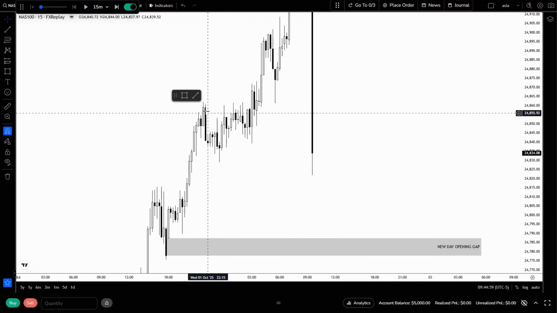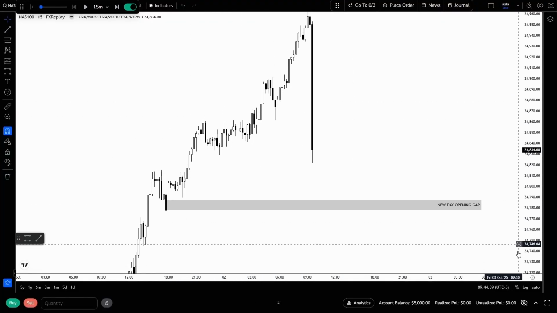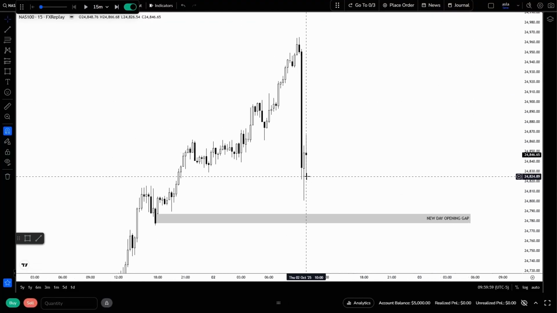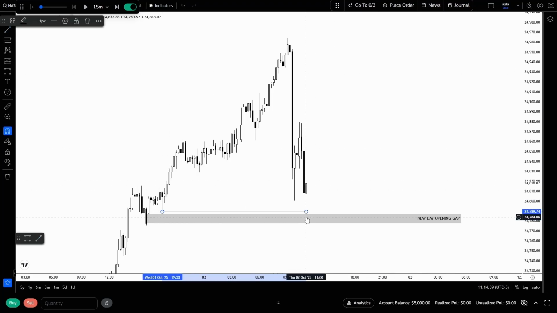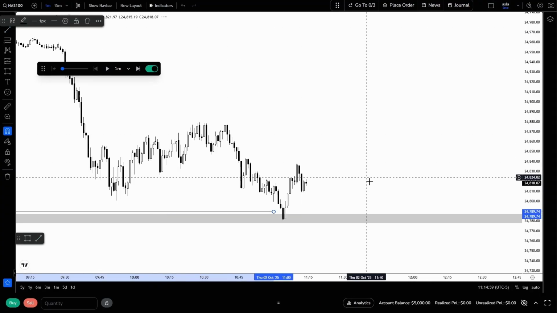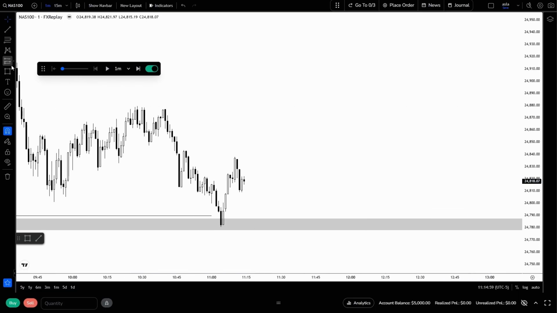All right, here we have another example. We already have our New Day opening gap marked. Now I want a sell-side liquidity sweep. Here we have a low, and then it gets taken out, giving us a clear sell-side liquidity sweep.